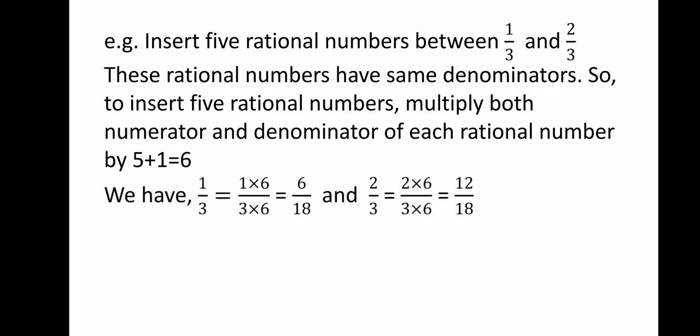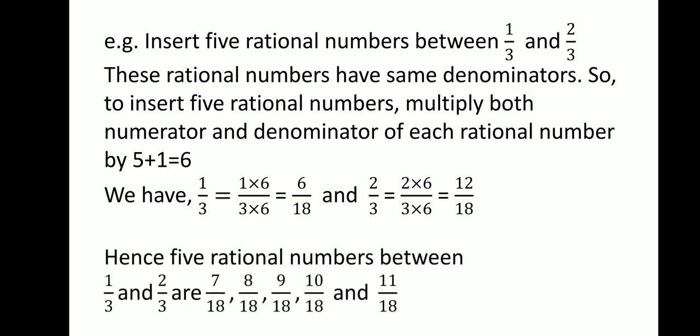So we have 1 over 3 equal to 1 into 6, that is the numerator is being multiplied by 6, the denominator is also being multiplied by 6, so it will be 6 over 18, and 2 over 3 will now be 12 over 18. That is, both the numerators and denominators of both the rational numbers are being multiplied by 5 plus 1, that is equal to 6. So the 5 rational numbers between 1 over 3 and 2 by 3 are 7 over 18, 8 over 18, 9 over 18, 10 over 18 and 11 over 18.